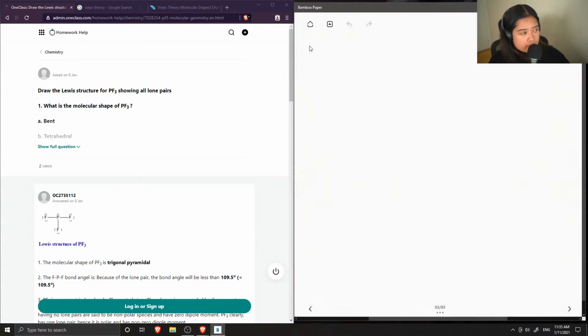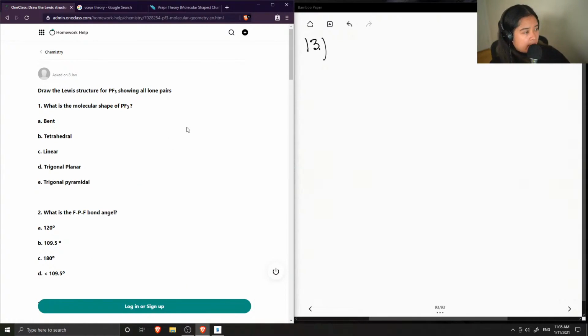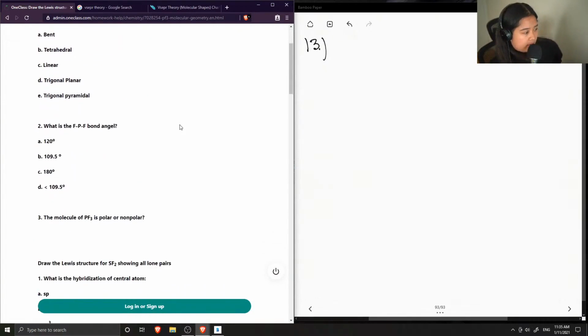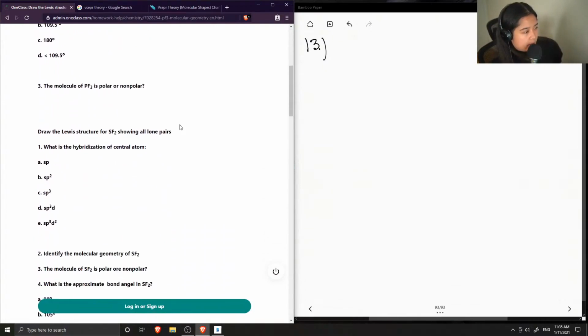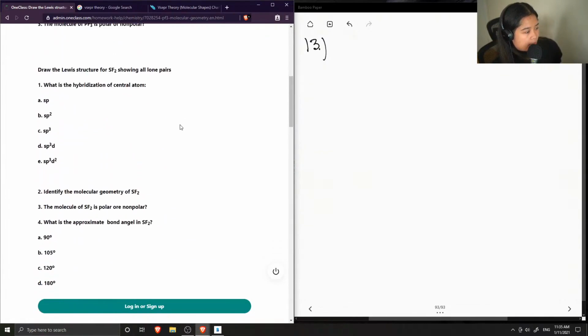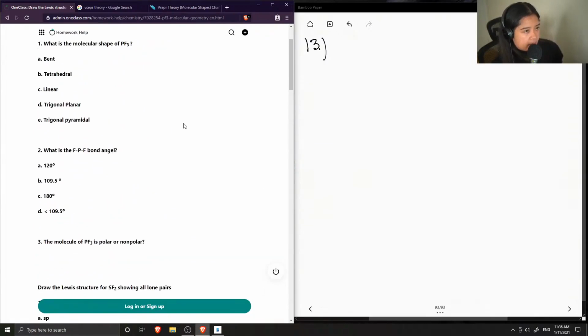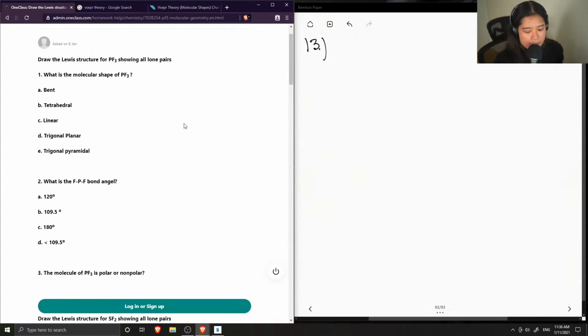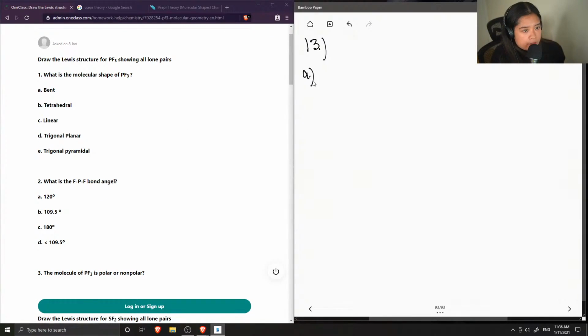Okay, so question number 13 is to draw the Lewis structure of phosphorus trifluoride showing all the lone pairs. So then all the following questions. Okay, so this is a two-part question, so let's just do it step by step. So first, for part A, let's draw the Lewis structure for phosphorus trifluoride.